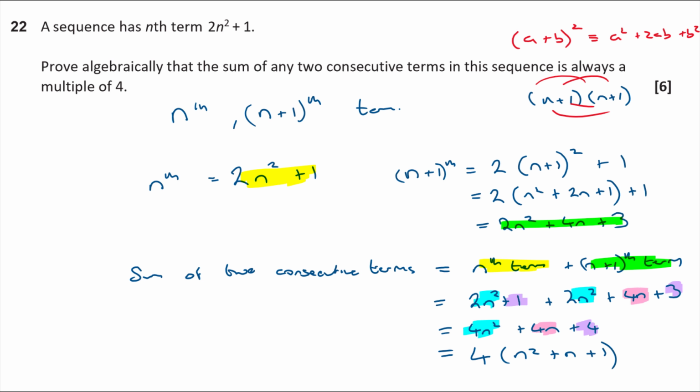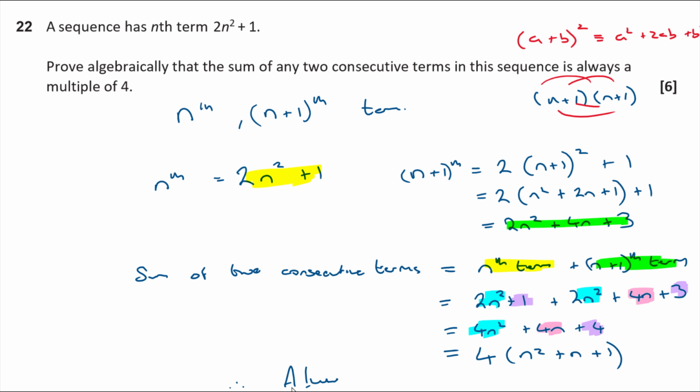So that's it then, isn't it? It's a multiple of 4. It doesn't matter what n is. Whatever n is and whatever the result of working out n squared plus n plus 1 is, I'm going to then times it by 4. So if it's 4 times bigger than something, it means I can divide it by 4 again. So therefore, it's always a multiple of 4. Okay, we did it.